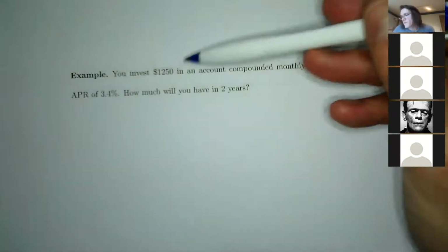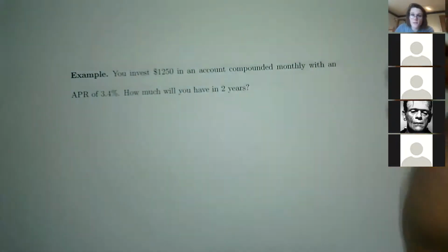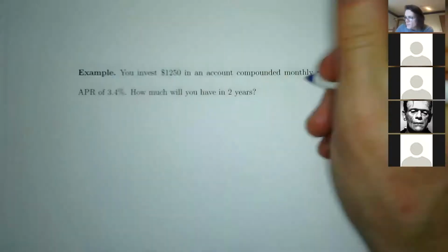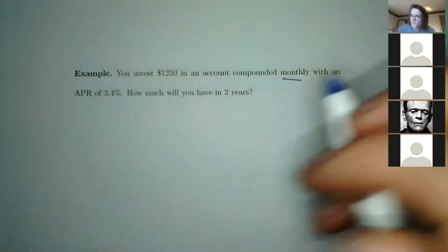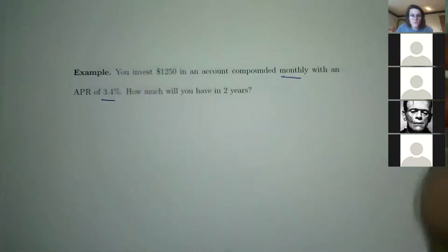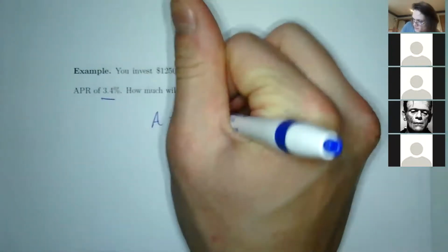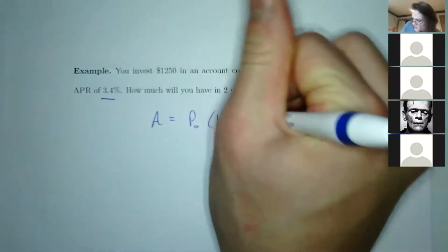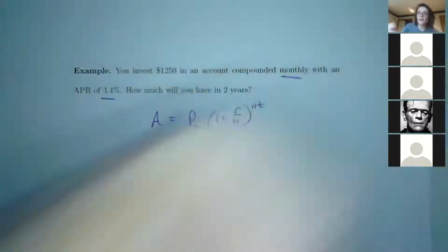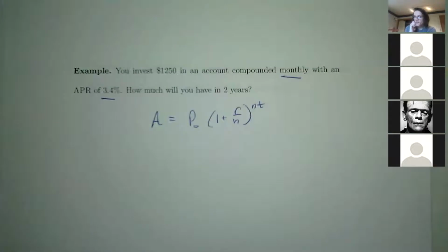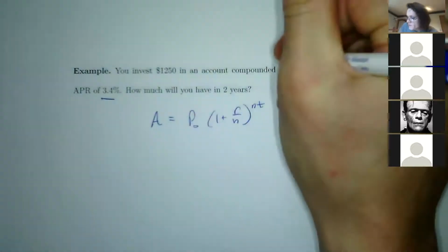You invest $1250 in an account, and you just want to pick out the information that's important. Compounded monthly with an APR of 3.4%. How much will you have in 2 years? So let me rewrite what our formula is. A equals P naught, 1 plus R over N, to the NT, right? So if we're doing things monthly, then we have 12 compoundings per year. So N is 12.